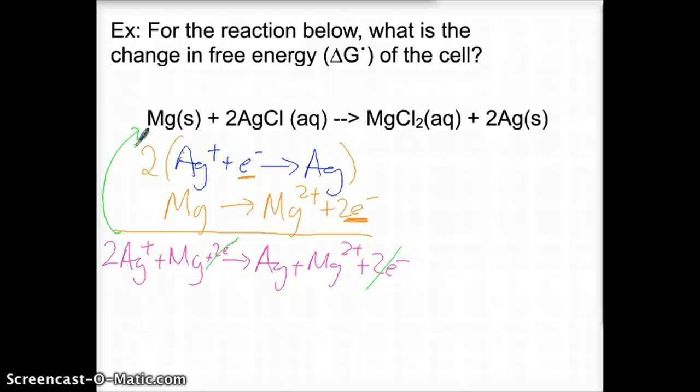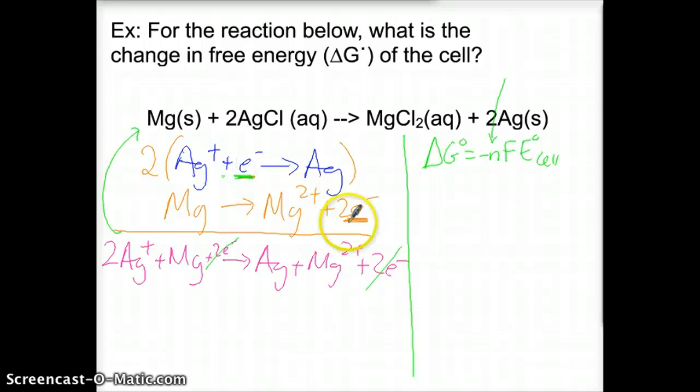Well, if we remember the equation, delta G naught equals negative nF E naught of the cell, I need to know what n is, the number of moles of electrons that are transferred. So you might have looked at these half reactions and seen, oh, only 1 electron is transferred. Or you might have said, oh, only 2 electrons are transferred. In order to figure out what n is, we need to figure out the total number of electrons that are transferred, which needs to be the same in both half reactions. So that's why I had to multiply this by 2. So I'm going to plug in 2 for n.